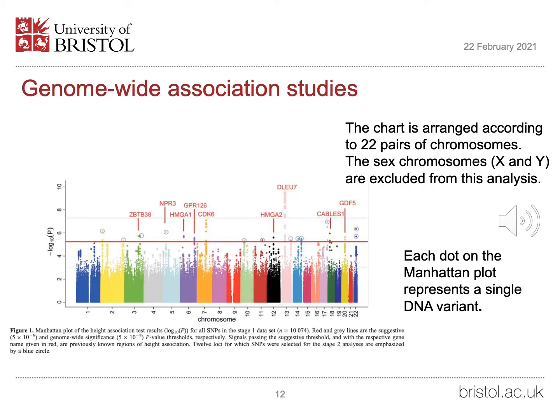The Manhattan plot combines together the results of all of the participants in the study. The chart is arranged according to the order of the 22 pairs of chromosomes in the genome. The sex chromosomes X and Y are excluded from the analysis. Each dot on the Manhattan plot represents a single DNA variant.